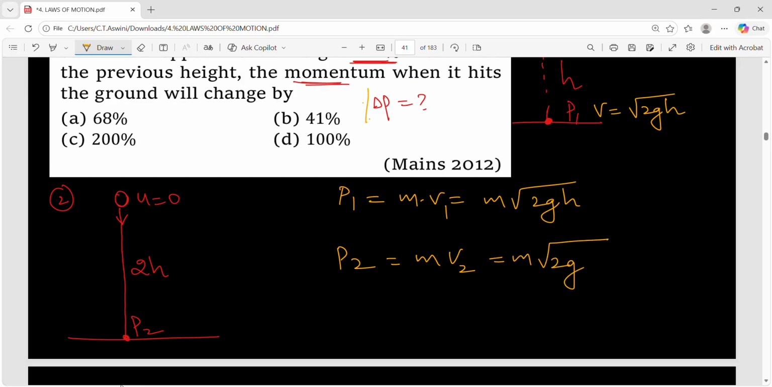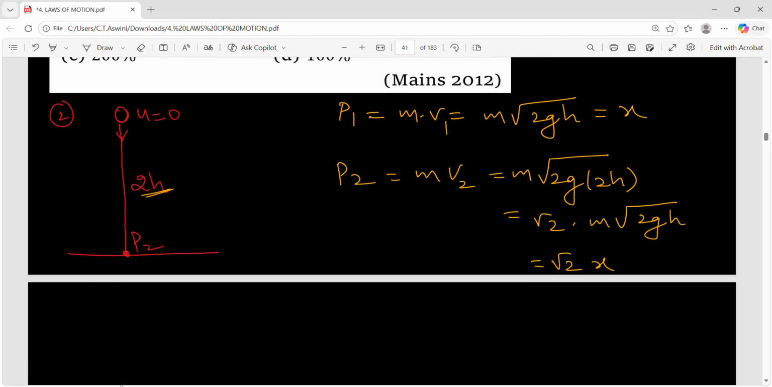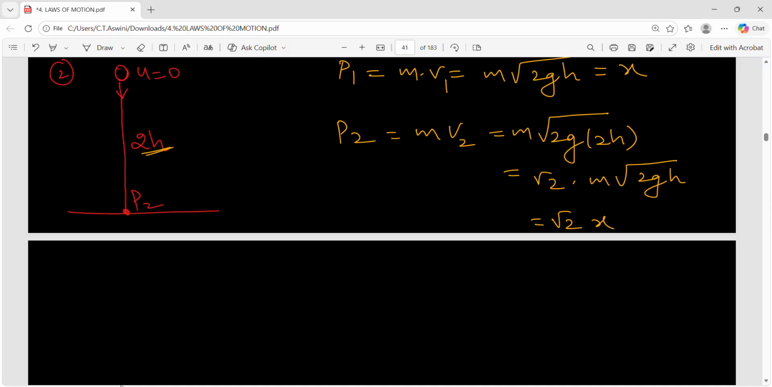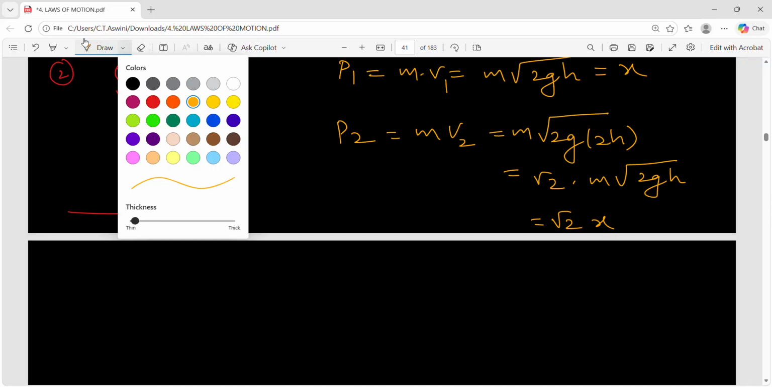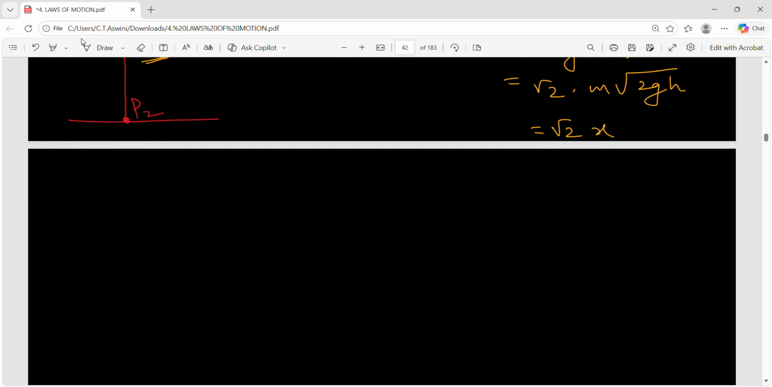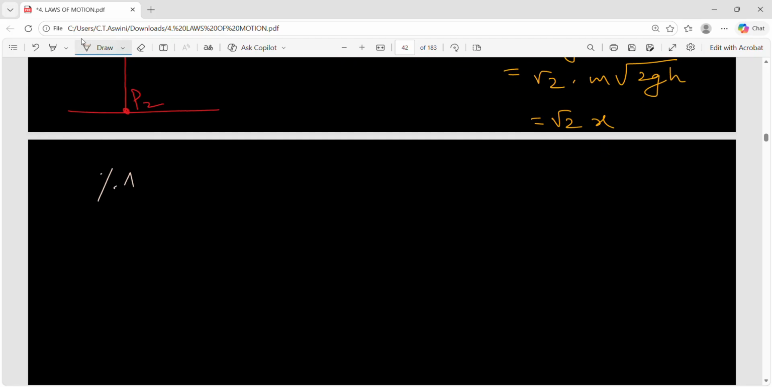What is P2? Same formula m into v, but velocity is different. So v2. So m into root 2g. H is how much? 2h this time. In the second case, height is 2h. So shall I write it as root 2 into m into root 2gh? Let us take it as x. Now this will be root 2 into x. Because m into root 2gh, instead of using it every time in the calculations, just to save the time, assume it as x. P1 is x, then P2 is x root 2.